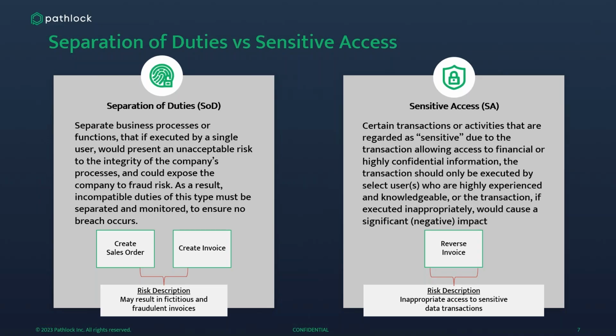With that said, what are SoD and sensitive access risks? For anyone who's less familiar with these, we've got the descriptions here. Essentially, a separation of duties risk is where you have multiple functions that, if executed by a single user, could present a risk to the company. Now, that may be an operational risk or a financial risk. But it is a risk nonetheless, and so we want to be able to report on that and to monitor it. An example is the ability to create sales orders and create invoices, because we have the risk then that a user could create fictitious and fraudulent invoices.